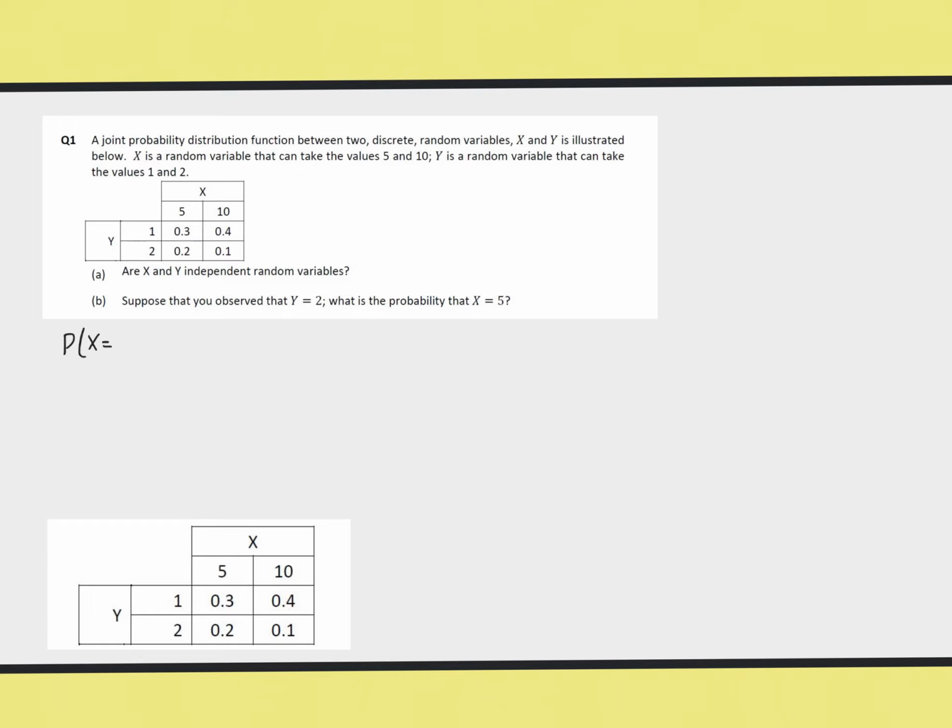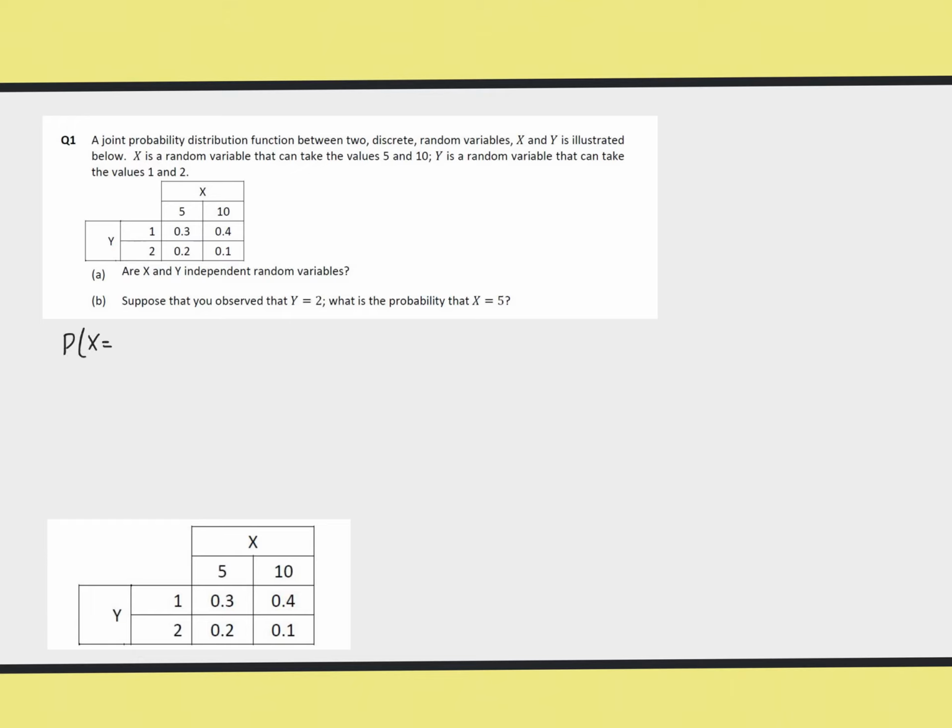So a good place to start in trying to answer this question about whether or not they are independent random variables would be to calculate the marginal probabilities. So let's start by looking at our random variables. In order to calculate the probability that x is equal to 5, for instance, all we need to do is, because these are mutually exclusive pairs of outcomes, add up all of the joint probabilities where x is equal to 5.